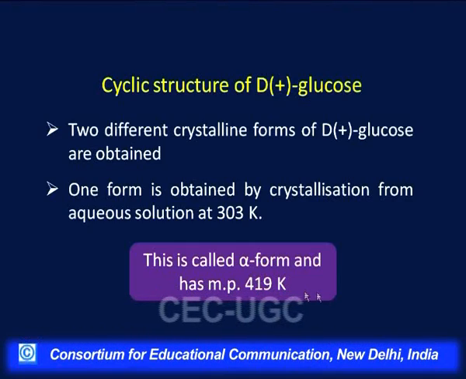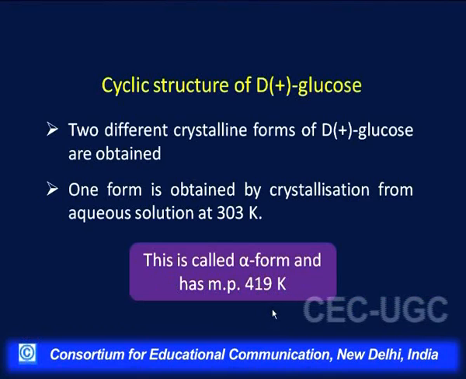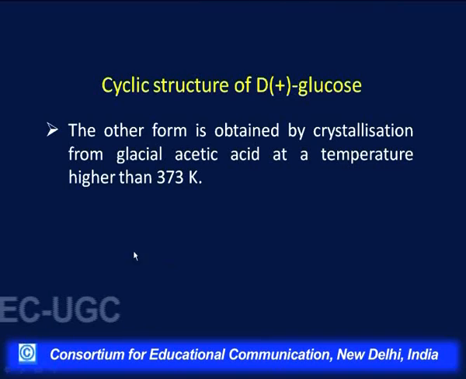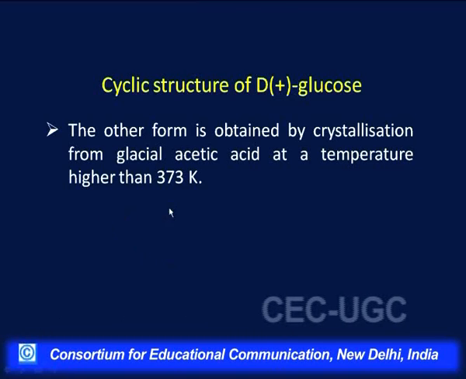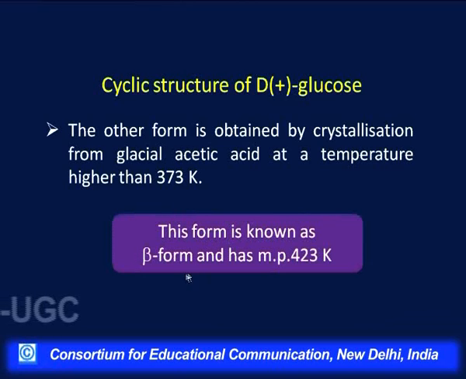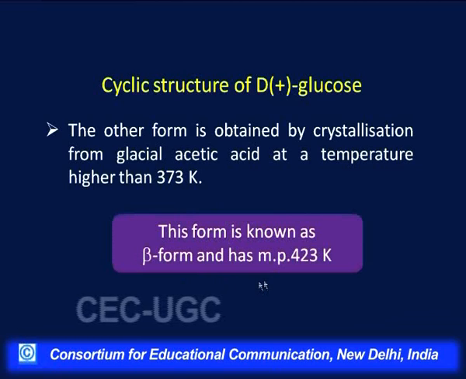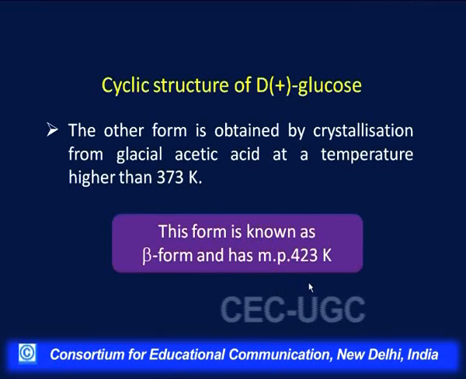One form was obtained by the crystallization from aqueous solution at 303 Kelvin. This form is called alpha form and it has the melting point of 419 Kelvin. Then another form was obtained by crystallization from glacial acetic acid at a temperature higher than 373 Kelvin. This was given the name beta form and it has the melting point of 423 Kelvin.